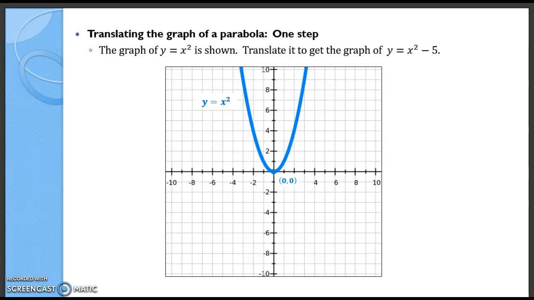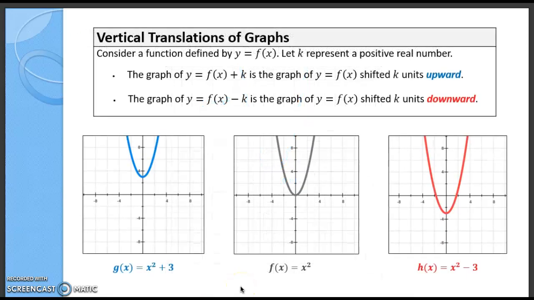Everybody, in this video we're going to talk about translating the graph of a parabola one step. First we need to understand vertical translations of graphs. If we're given a function y equals f of x, if we add k, then the function is shifted upward k units. If we subtract k from the function, then the function is shifted down k units.